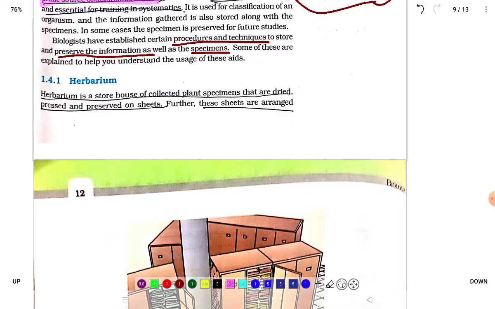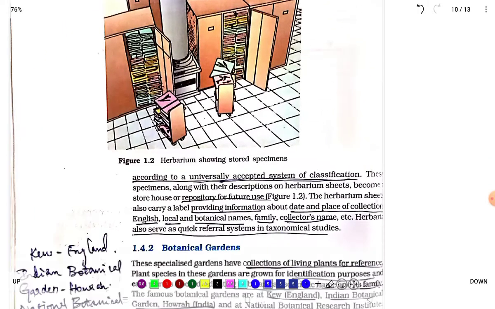Now first let's move into herbarium. Herbarium is a storehouse of collected plant species that are dried, pressed and preserved on sheets. Further, these sheets are arranged according to a universally accepted system of classification.